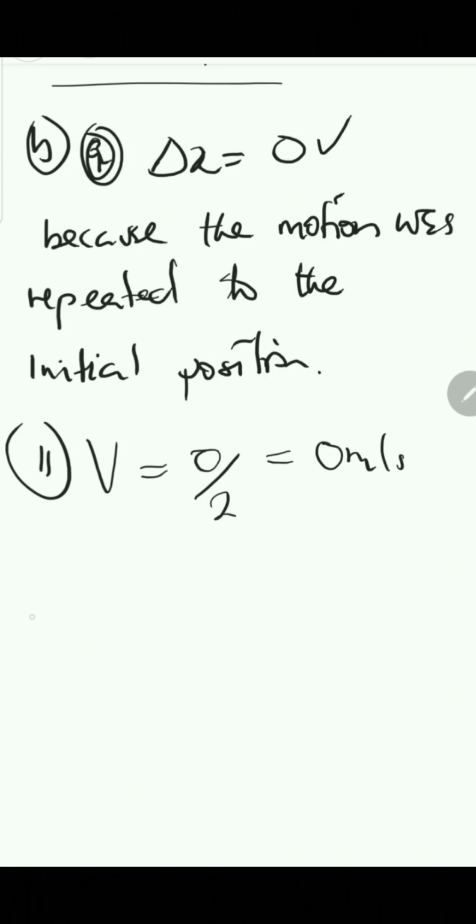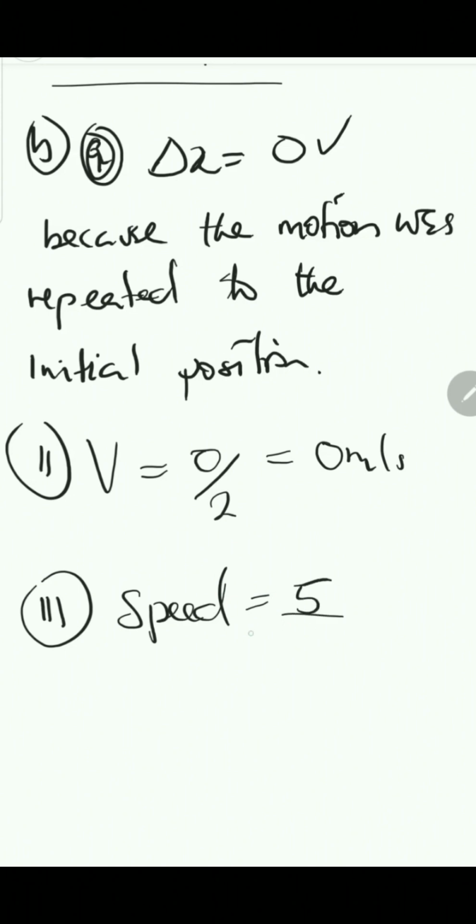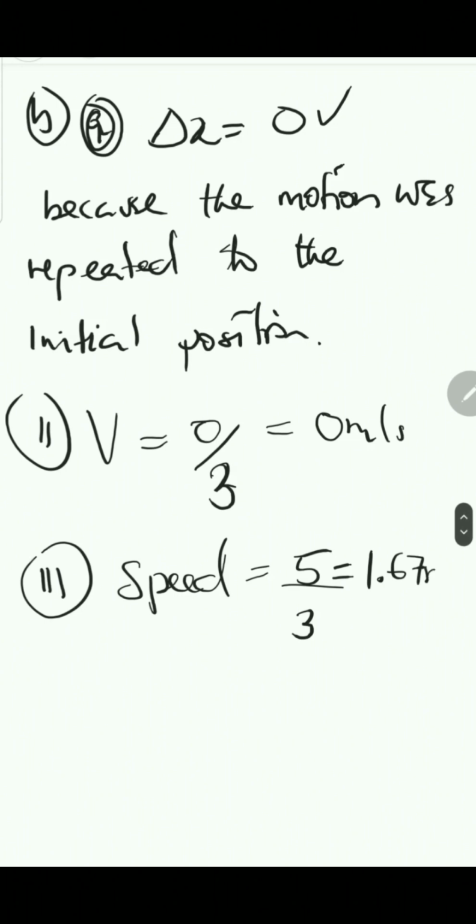Then you come to the next part, where you're finding the speed. You say the total distance is 5 over the total time. The total time in this case is 3. Okay, so even in the first part we made an error. It's not supposed to be 2 but rather 3. So we change this first one to be 3. Then 5 over 3 is 1.67 meters per second.